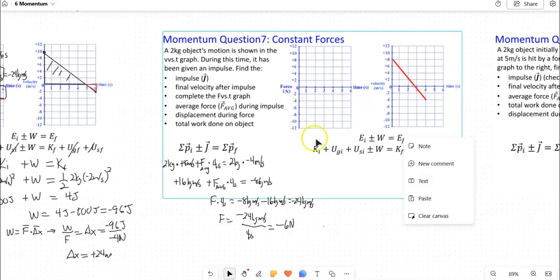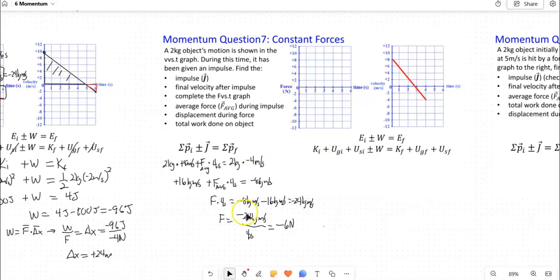Which we could get right here. So which we're going to just plug in right here. So that's a negative 6 newtons over the period of 4 seconds. So that's it right there. So that's the average force. And then hopefully this area works out to be, well, each area is 2. So this is 1, 2, 3, 4, 5, 6, 7, 8, 9, 10, 11, 12. So 12 times 2 is 24.